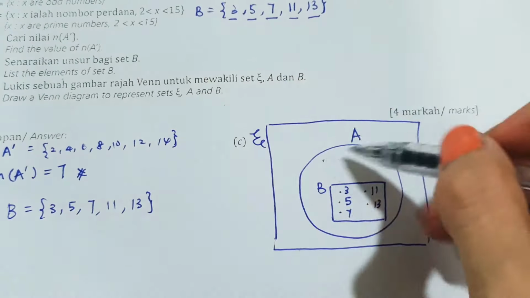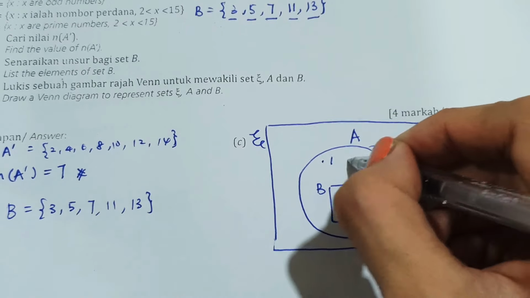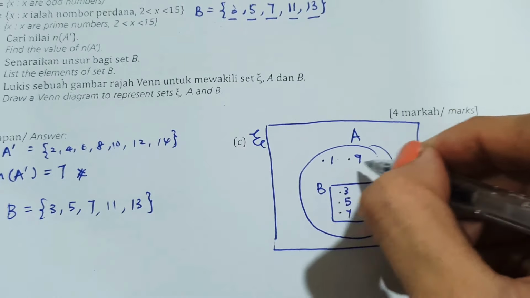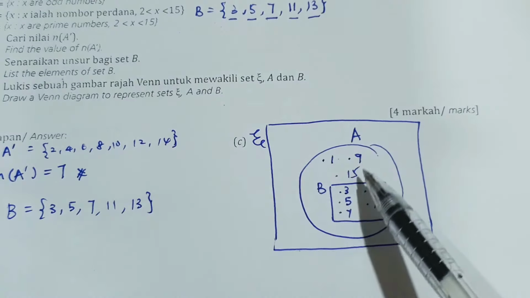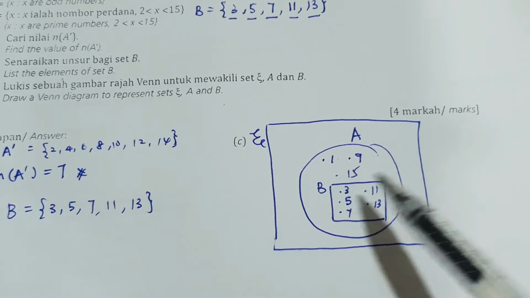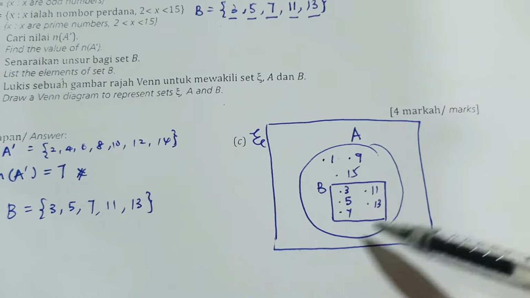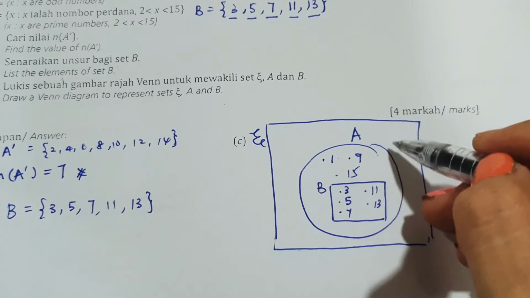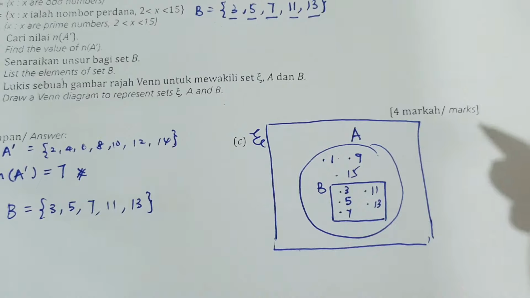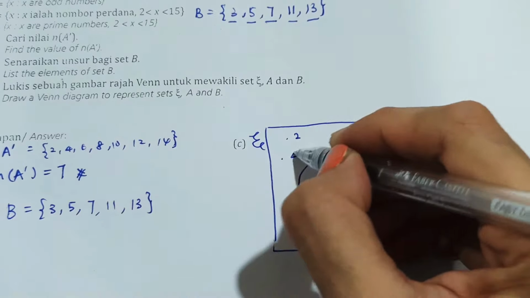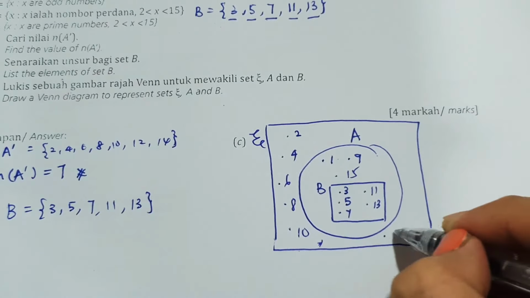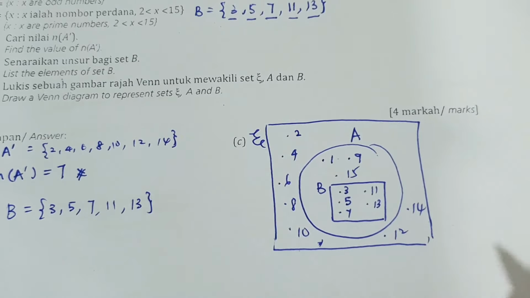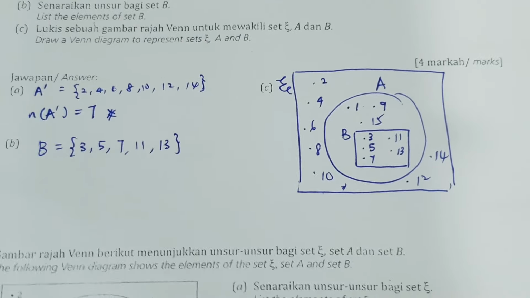Okay, the ones that are not underlined will be in A. So 1, 9, and 15. Altogether, 1, 2, 3, 4, 5, 6, 7, 8. Okay, and what are the rest? So if A is the odd numbers, therefore not A, outside A, are the even numbers. So let's write the even numbers. So we have 2, 4, 6, 8, 10. Oops, sorry. 12 and 14. That's it for our Venn diagram in question number 12C.